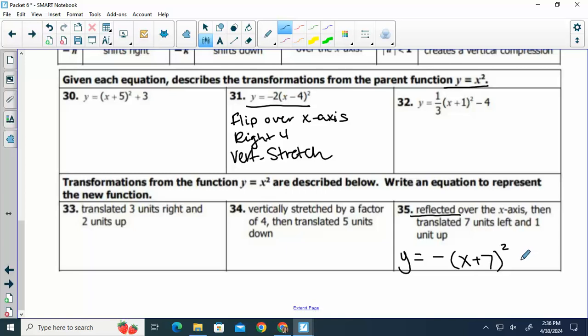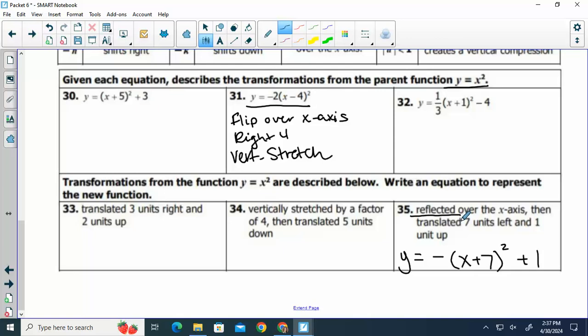And up 1 would be plus 1. If you want to check yourself, what would you do with that? Put it into Desmos and make sure. If your equation made it move to the right, then you could fix it at that point. So use Desmos to double check yourself there. Is that okay? All right.